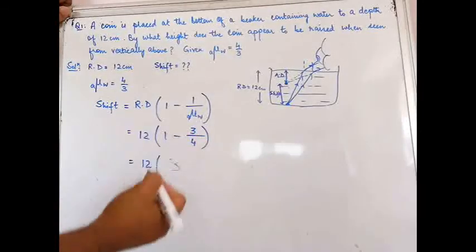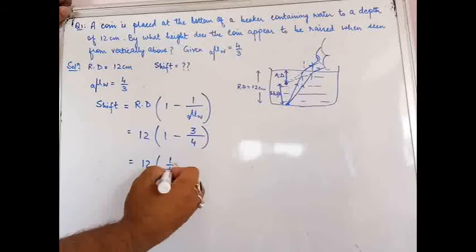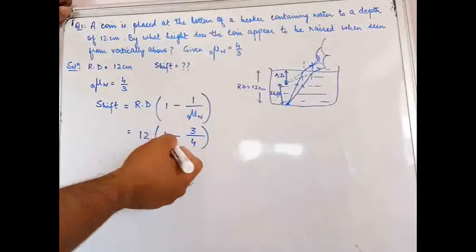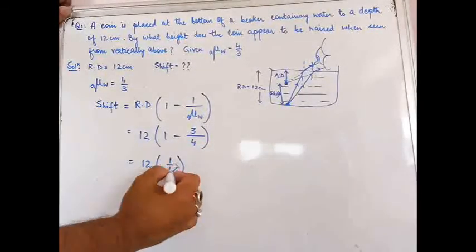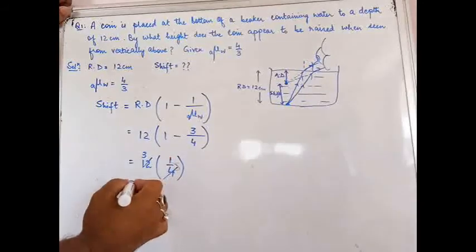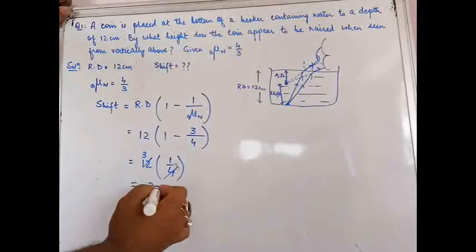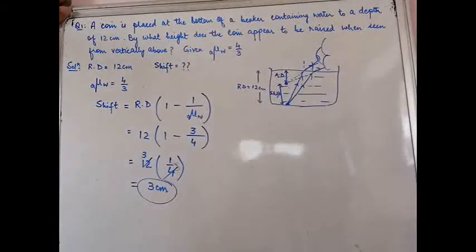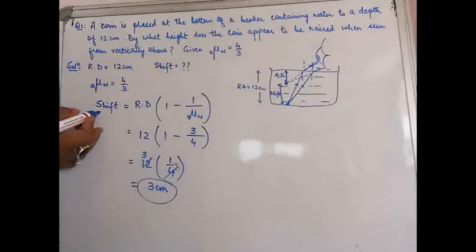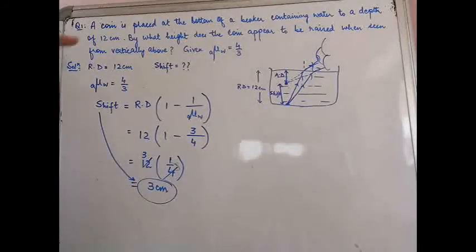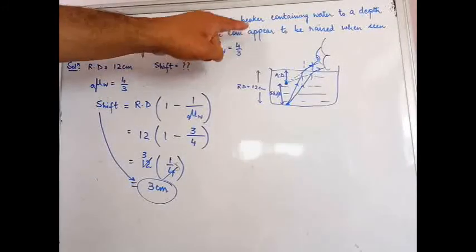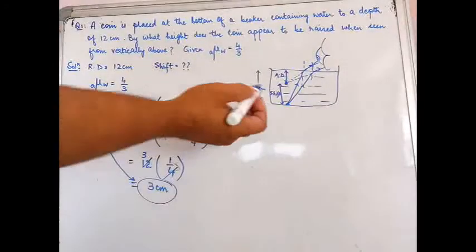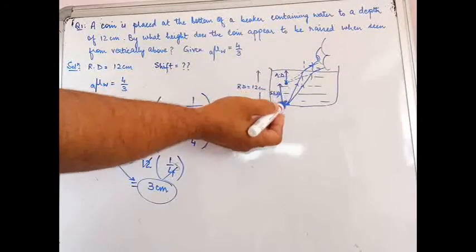Now the remaining part is only simple calculation. 1 minus 3/4 is 1/4. If you're not directly comfortable doing it, take the LCM and you can do that. So 4 3s are 12, and this comes out to be 3 centimeters. So what is this value, 3 centimeters, that has come out? That is the shift value, and shift is nothing but the height by which the coin appears to be raised. So it is this, which is 3 centimeters.